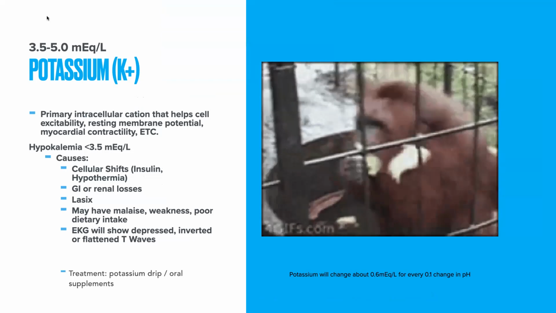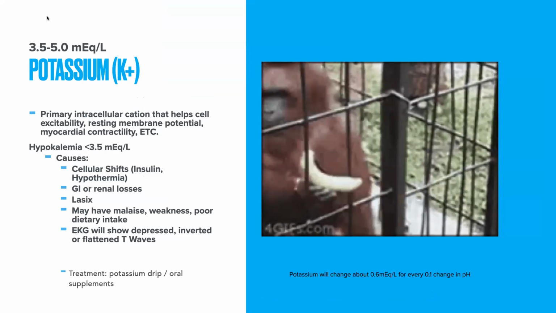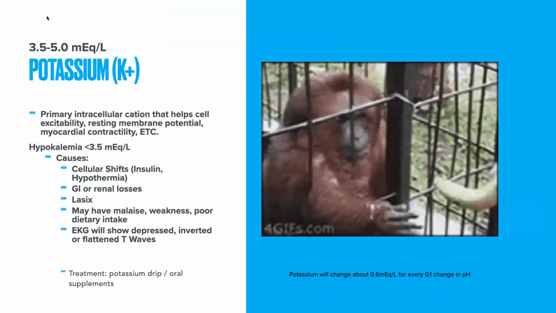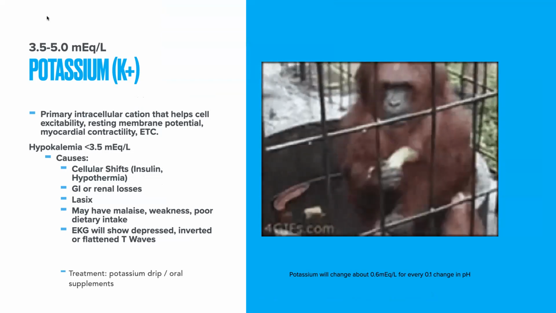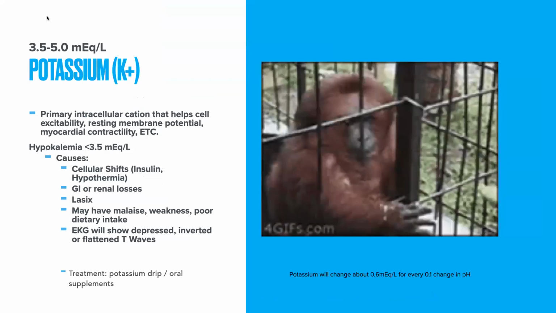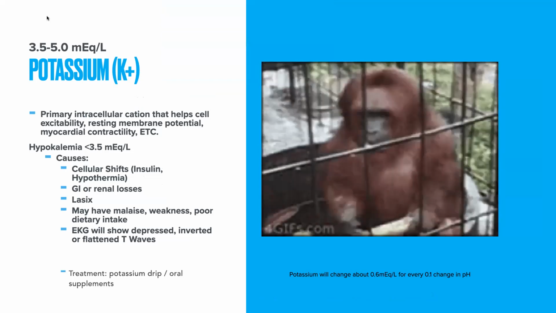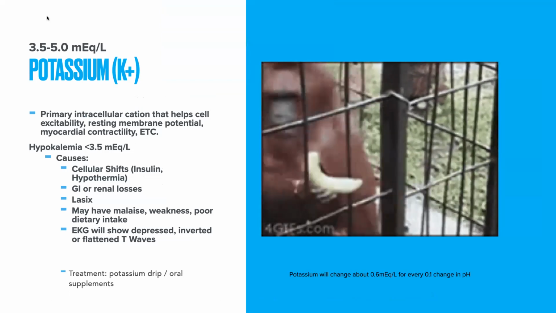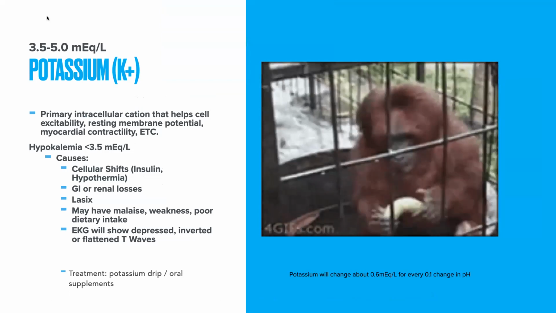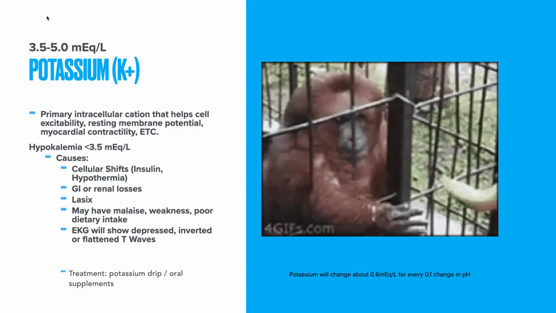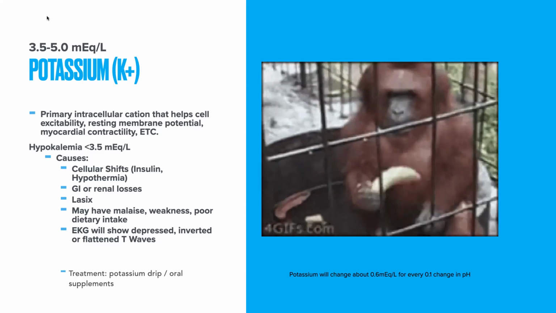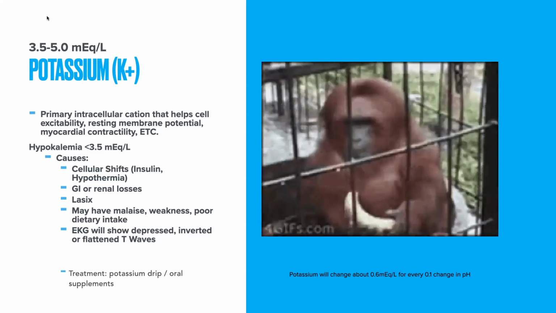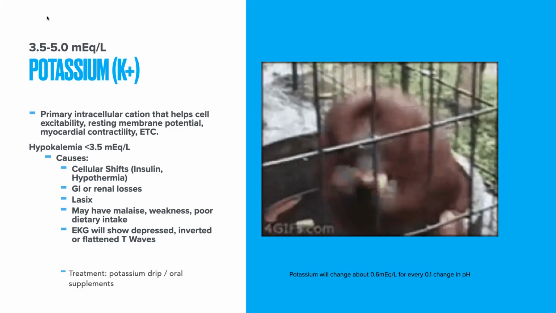Hypokalemia is less than 3.5 milliequivalents per liter. Causes again are cellular shifts such as insulin or hypothermia, GI or renal losses, Lasix, and then they may have malaise, weakness, poor dietary intake, and their EKG is going to show depressed, inverted, or flattened T waves. Complete opposite, right? We saw the tall peaked T waves with hyperkalemia. We're going to see the opposite with this: short, flat, and maybe even nonexistent T waves.